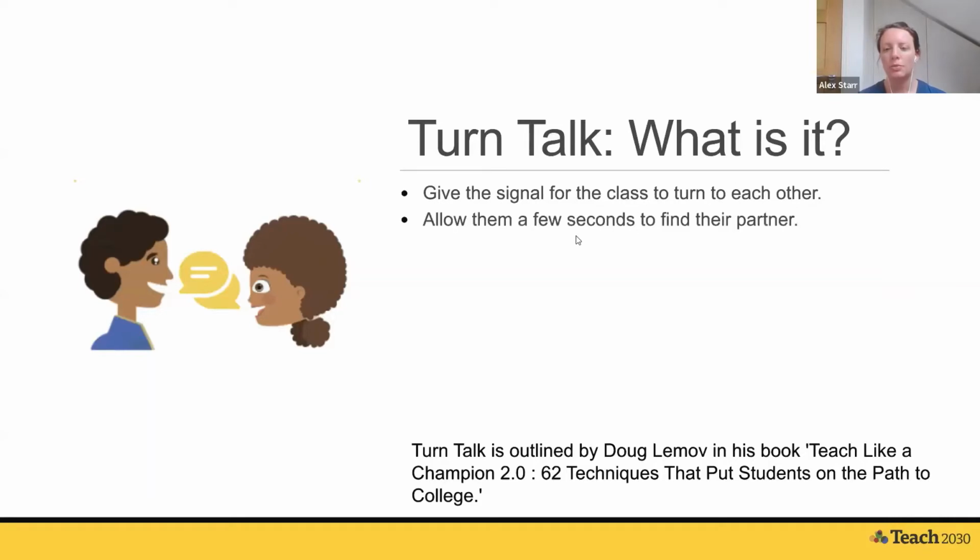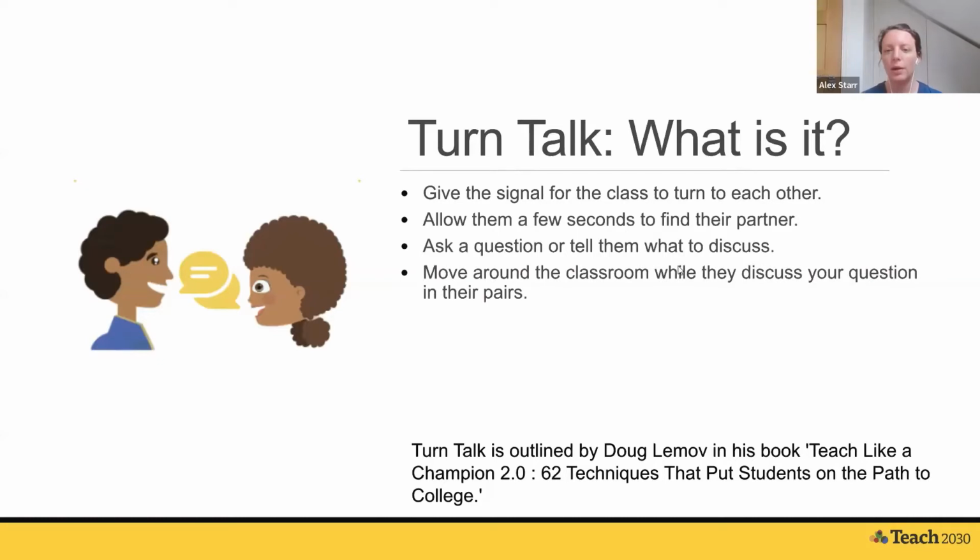You allow them a few seconds to find their partner. You ask a question or tell them what to discuss. Move around the classroom. This is you moving around the classroom; they don't need to move around the classroom whilst they discuss your question in their pairs.